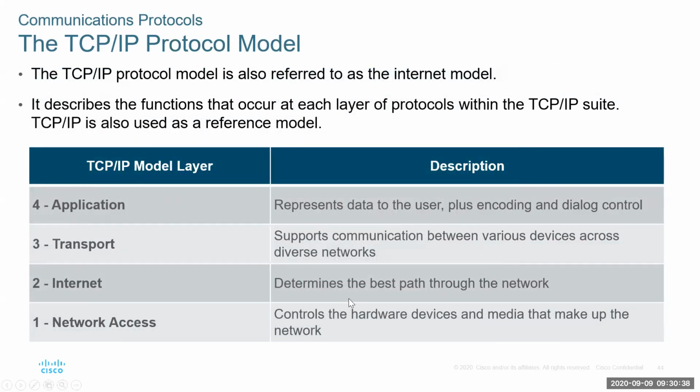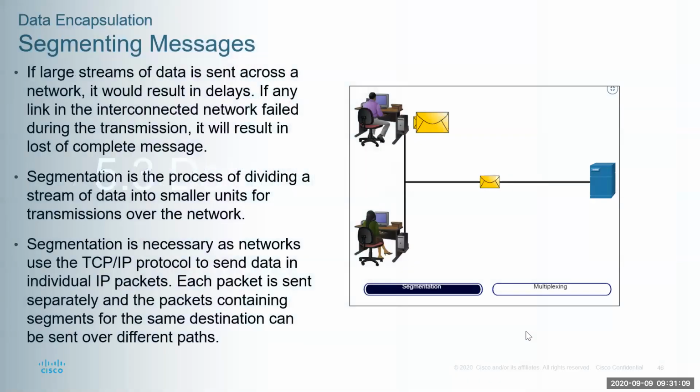On the TCP, or the internet model as it's often referred to, so that's one thing to keep in mind for reference. On the network access, you're going to see your hardware devices and media that make up your network, and then determining the best path going through that network is your internet layer. Again, this corresponds to your network layer on the OSI model. And then on your transport layer, you're going to have communications that go across different devices. And then, of course, at the application, you're going to be seeing the encoding and the actual dialogue.